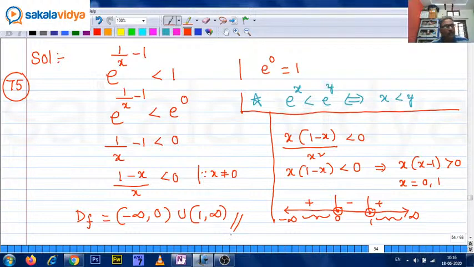So which is the right option now? Which is the right option? Anybody? Option 1. You check the solution.